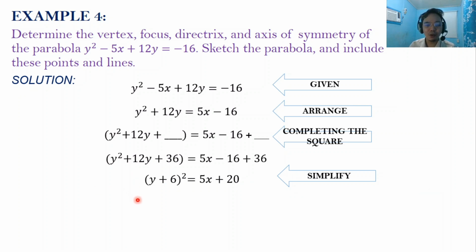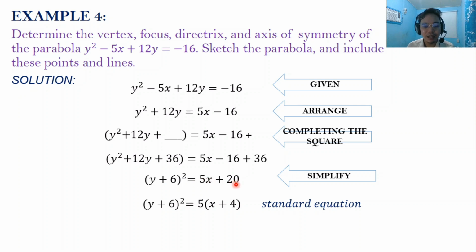So, dito sa form na ito, makukuha na ba natin ang vertex? Hindi pa. Kasi dito sa right side natin, as we can see, hindi natin makuha ang value ng h, kasi hindi pa siya naka-factor. So, ganito dapat ang form natin. That is, quantity y plus 6 squared equals 5. Inilabas natin yung 5 out of the two terms dahil divisible sila by 5. So, we will have 5 times quantity x plus 4. If we're going to distribute 5 dun sa mga nasa loob, that is 5 times x, 5x, 5 times 4, 20. Okay, here's our standard equation.